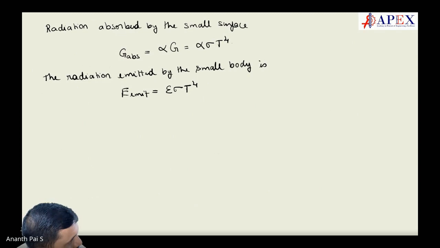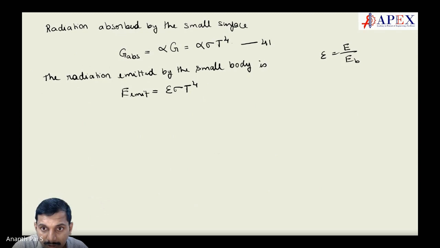You understand why? Because what is epsilon? Epsilon is E divided by EB. EB is sigma T to the power 4. So E is equal to epsilon into sigma T to the power 4. Correct? Agreed? So this is 41. This is 42. Fine.